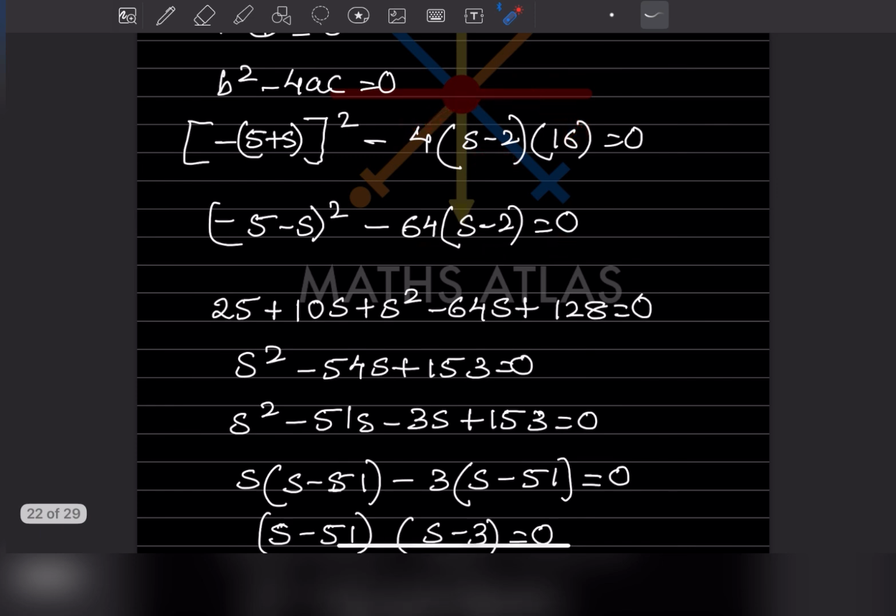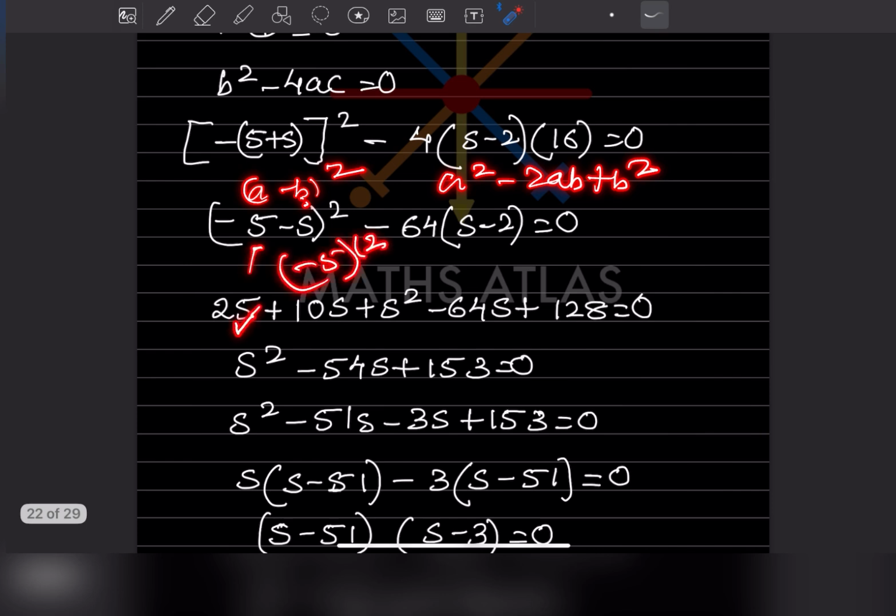So now this is in the form of (a minus b) whole square. You know that is a square minus 2ab plus b square. So now here a square means minus 5 square means 25. Because this is a one number, it should be 25. And now it is minus 2ab.